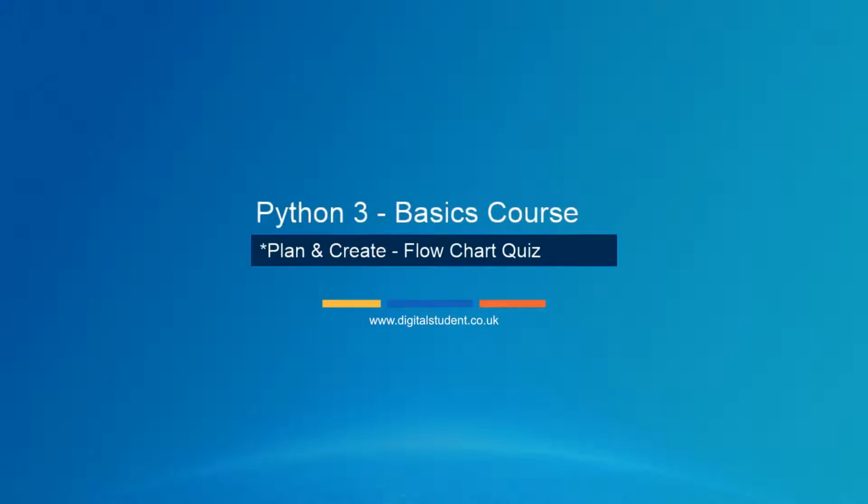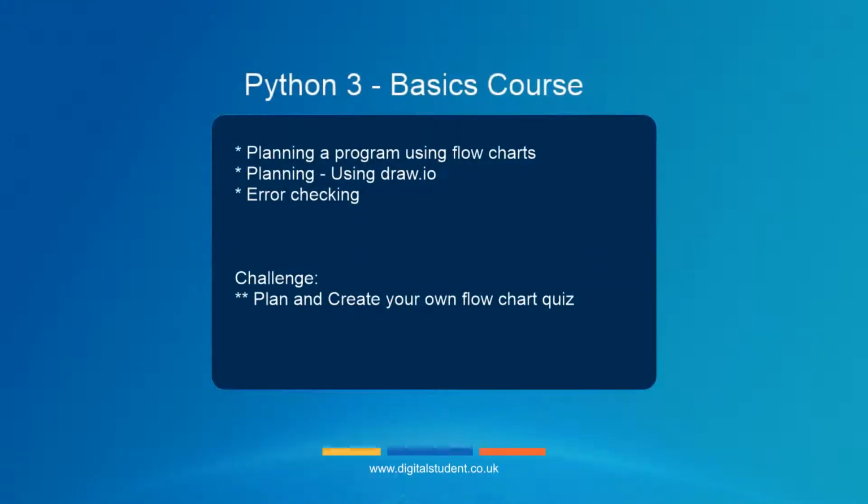So we've done lots and lots of work over the last 12 or 13 lessons. So what I'd like you to do now is to plan and create your very own flowchart quiz. We've looked at lots of different programming types, but until you get into the planning and really refine your planning, you're never going to be able to successfully create really big complex programs because they can just get away from you. Now there's lots of different ways of planning.